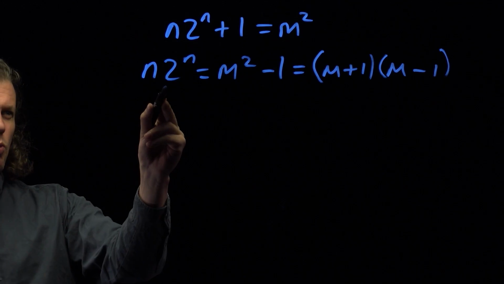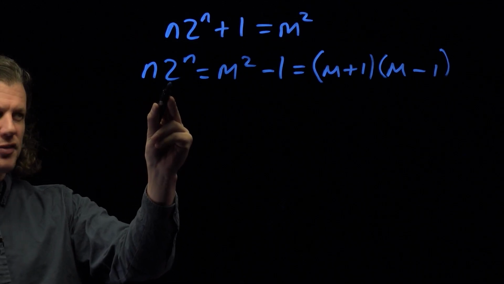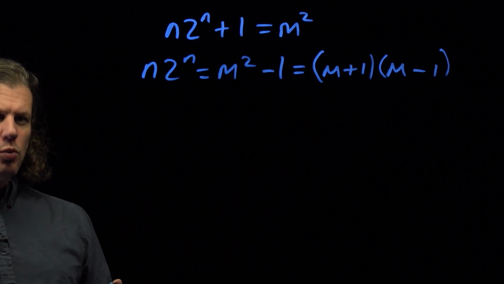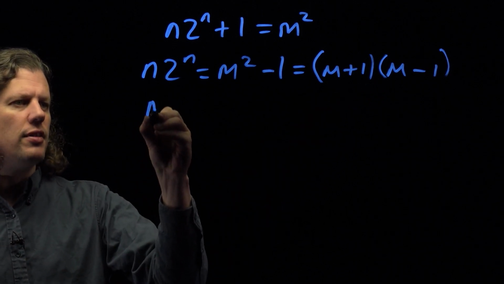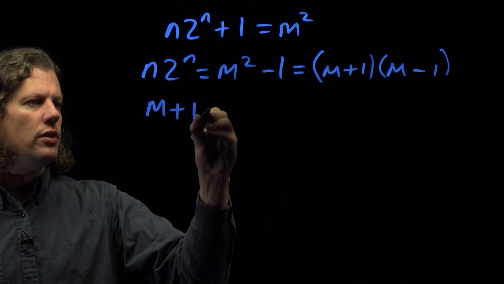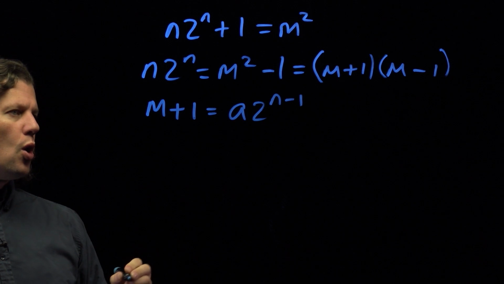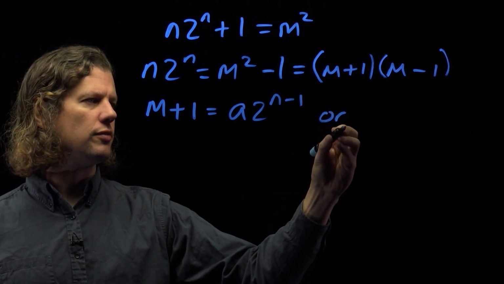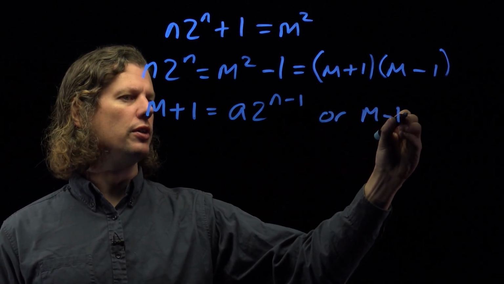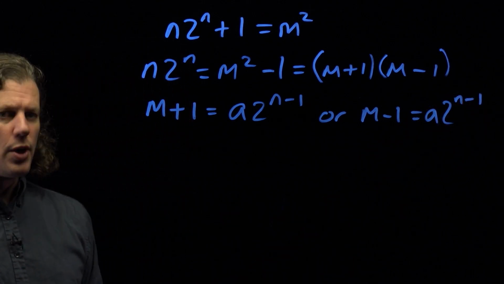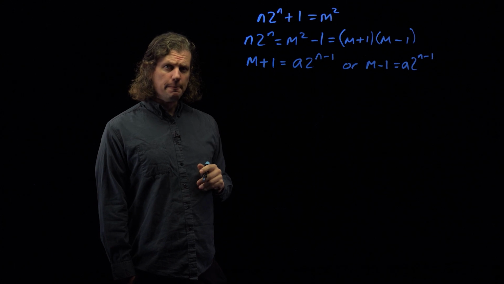Therefore, all but one of these factors of 2 on the left have to be in one or other of these terms. In other words, either we have m plus 1 is a multiple of 2 to the n minus 1, or, alternatively, we have m minus 1 is a multiple of 2 to the n minus 1. We should consider each of these cases in turn.